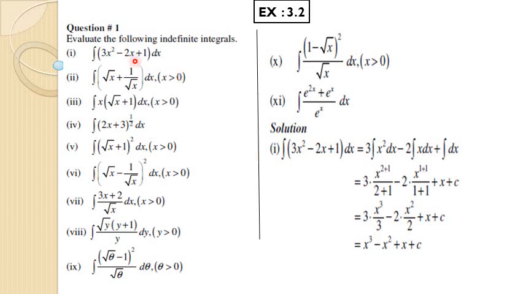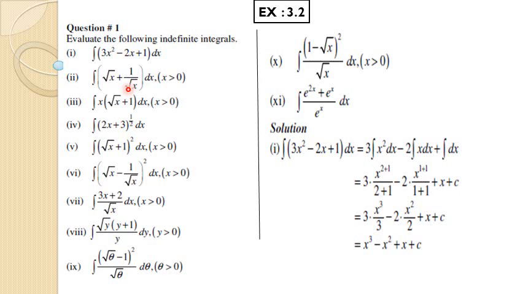Now exercise 3.2. Formally we have question number 1, and there are 11 parts. We have to do all of them in question number 1, although I will not solve every part; some parts will be homework.